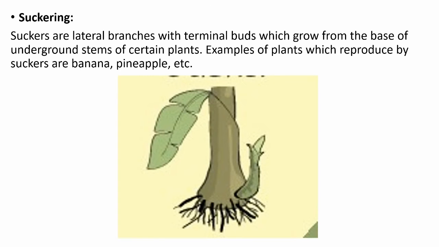Going further, we look at suckering, that is, suckers. Suckers are generally lateral branches with terminal buds that grow at the base of the underground stem of certain plants, such as the banana, the plantain, and the pineapple. When you have tiny suckers growing from the side, the sucker can be uprooted or cut off from the parent plant and put into the ground. Then you have another new plant. In such a way, you have the propagation of a new plant from the old one.